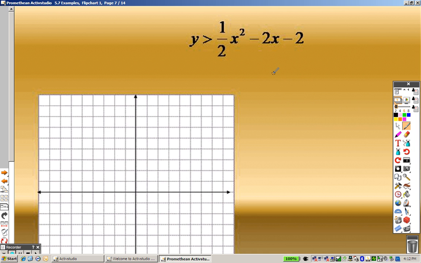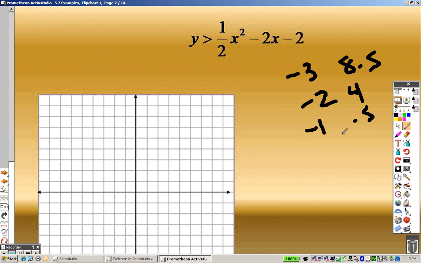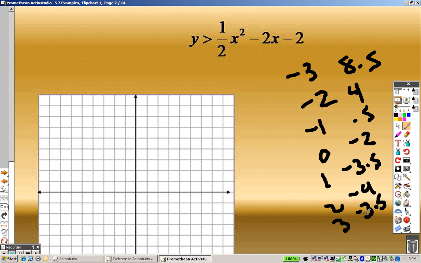So when you go to second graph, we take a look at our points. The first points we can graph are negative 3, 8.5; negative 2, 4; negative 1, 0.5; 0, negative 2; 1, negative 3.5; 2, negative 4; 3, negative 3.5; 4, 0.5.